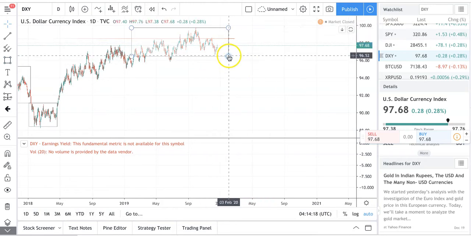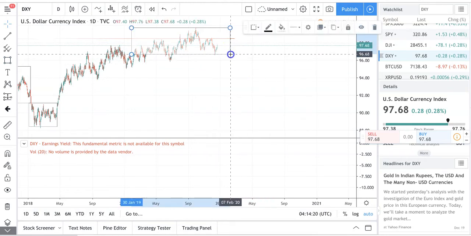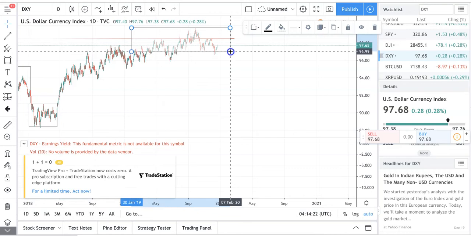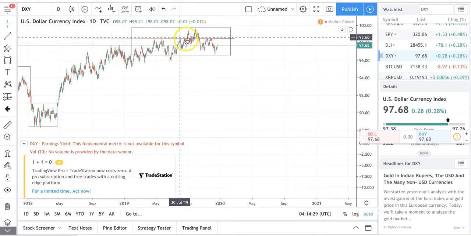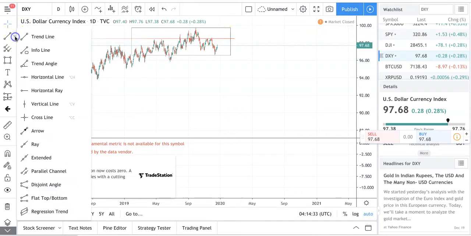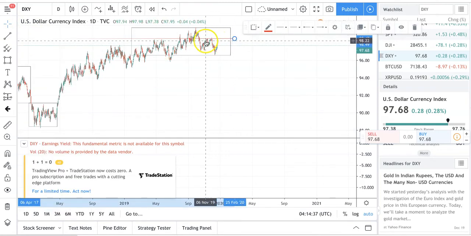Delete that one. We should move this box right here. Right in here. This is where our last support was. But the previous ones were here. But we're going to just mark this area right here. And then I put a red line here. I came up here and got my trend line. And I put a red one here to let me know this is recent resistance.